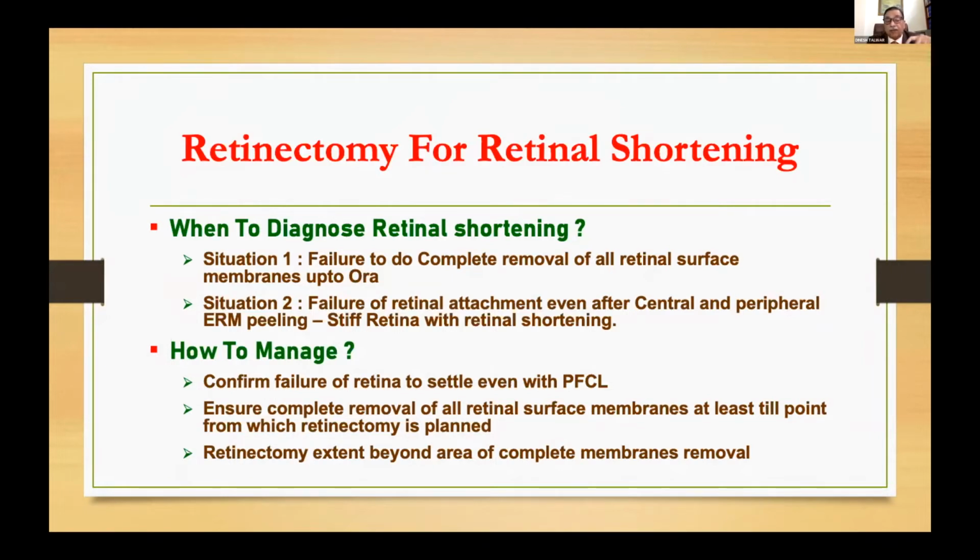First, you confirm the failure of the retina to settle even with PFCL. Ensure removal of the retinal surface membranes at least till the point from which the retinectomy is planned, and then you do your retinectomy beyond the area where you've done complete membrane removal.